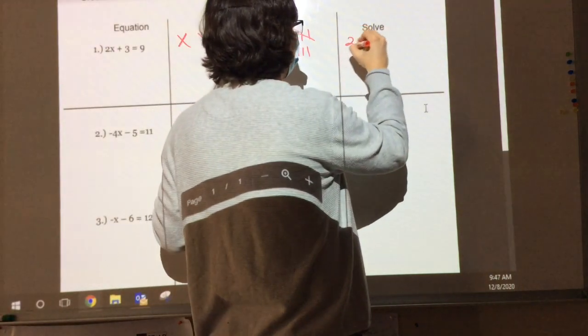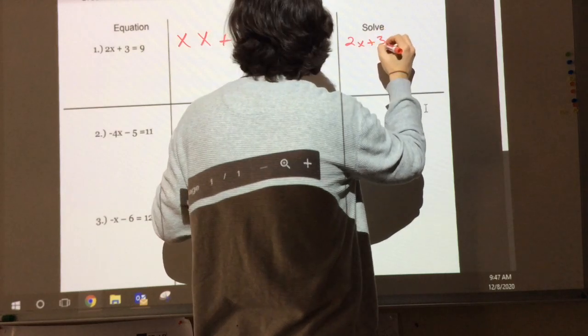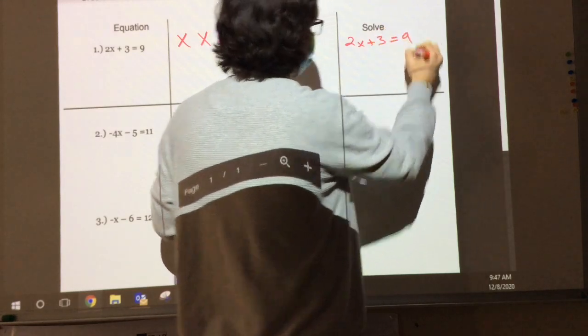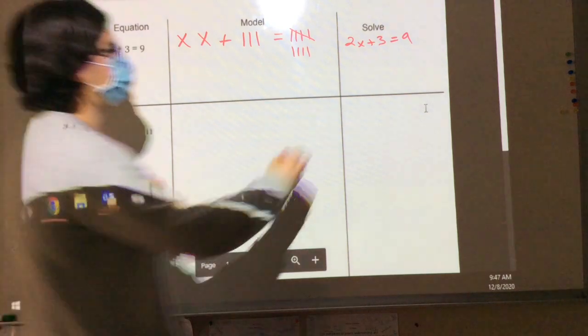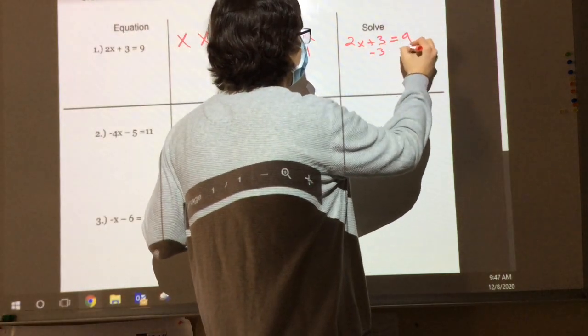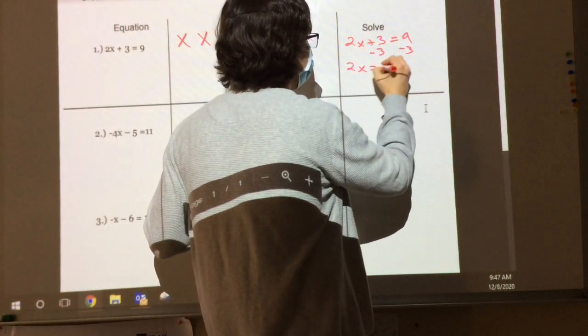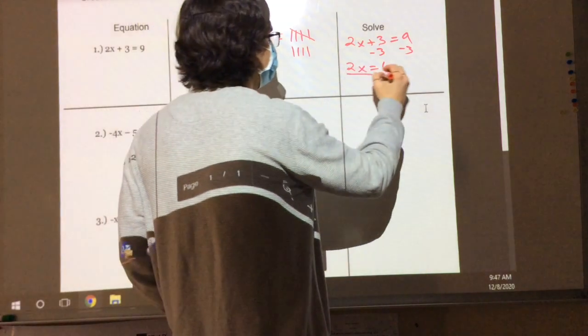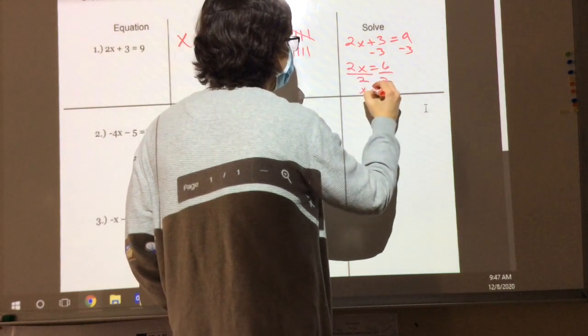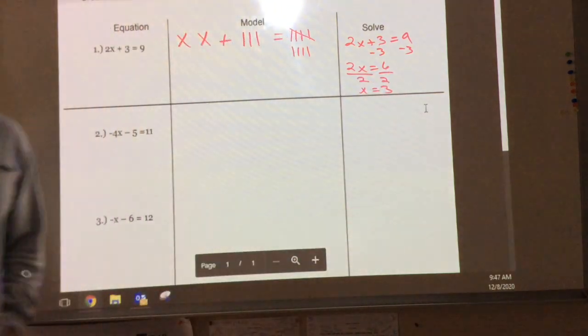2x plus 3 equals 9. What do I do first in this problem, Rosie? I got 2x plus 3 equals 9. What's my first step? Subtract 3. Yeah, beautiful. Subtract 3. Now I've got 2x equals 6. Nathan, what's my next step? Divide by 2 on both sides. Divide by 2 on both sides. Are we okay with that?